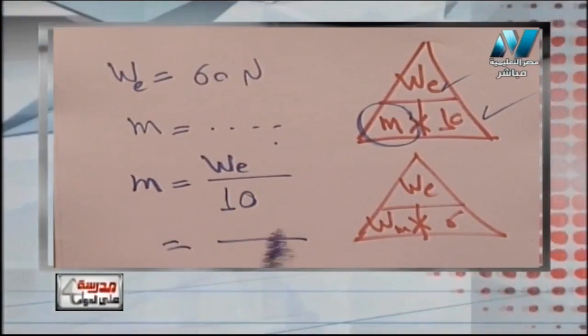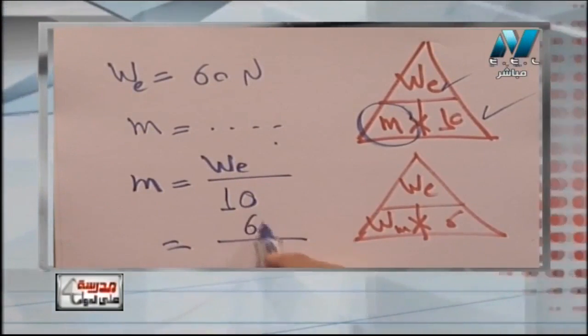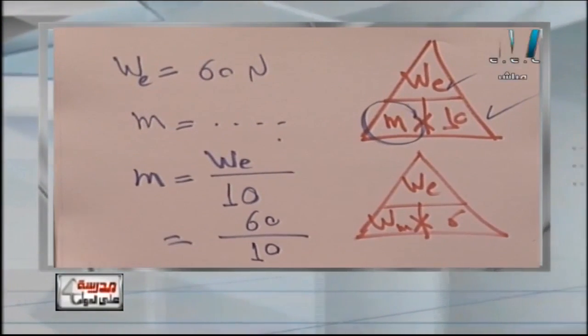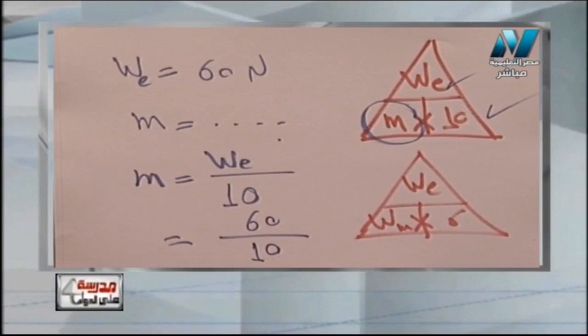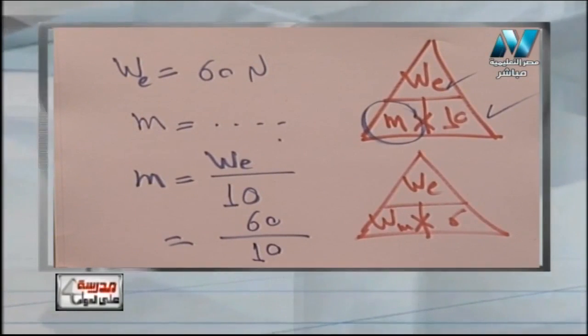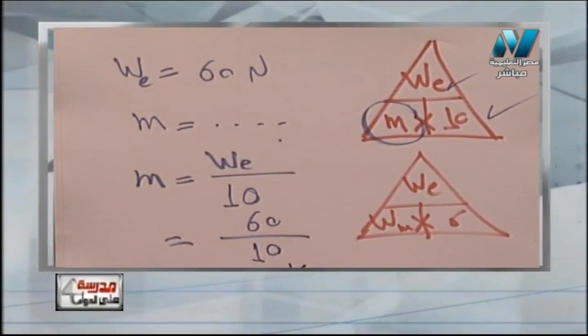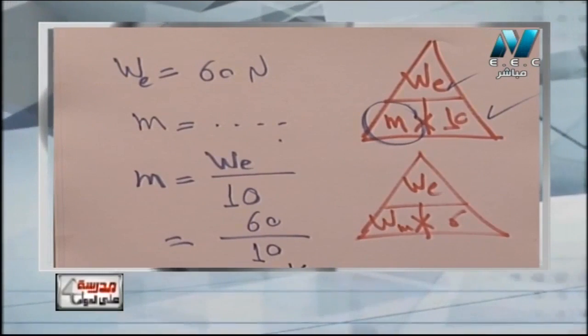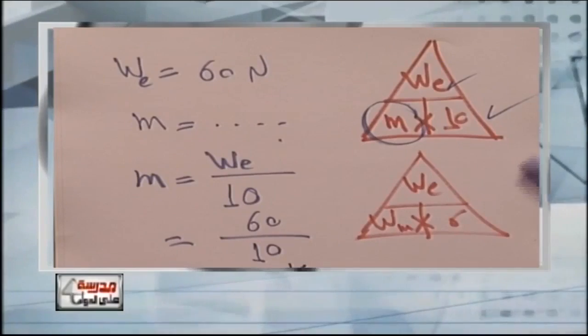Okay, so here the weight on the earth is 60, divided by 10 equals 6 what? 6 kilogram. So again, if I want to solve any problem of mass and weight, I can use the secret triangle. I like to call them the magic triangle or the secret triangle, as you like. Those two triangles can be used to solve any problem of mass and weight.